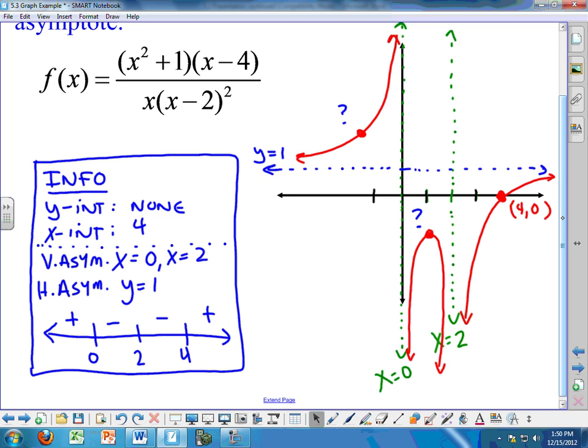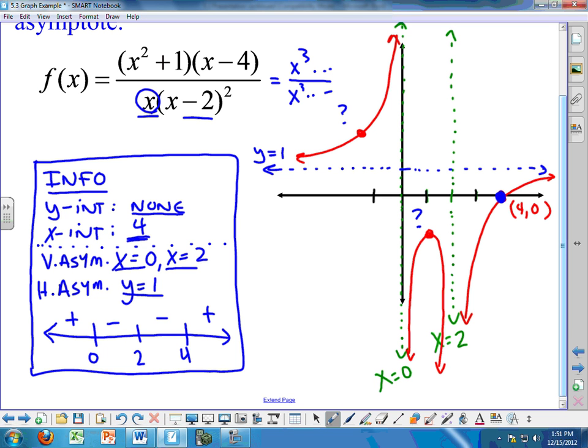Notice in my problem here that I've got a y-intercept of none because I have a vertical asymptote there at 0. I have an x-intercept of 4. This is located over here on the graph. I've got vertical asymptotes at 0 and 2. These, of course, come from my denominator. I've got a horizontal asymptote y equals 1. That's because the leading terms are x cubed in the top and x cubed in the denominator, so coefficients 1 and 1.